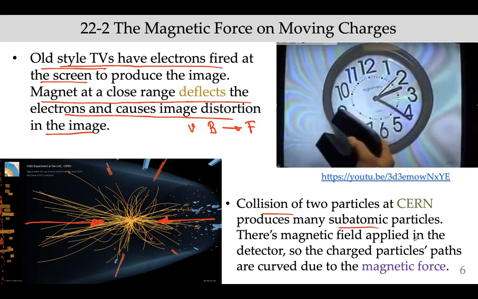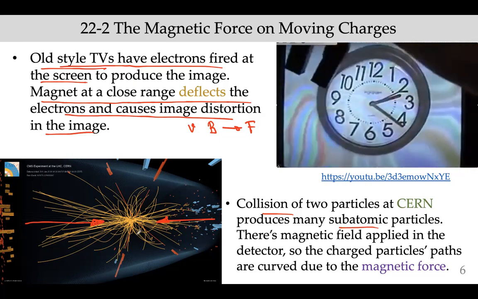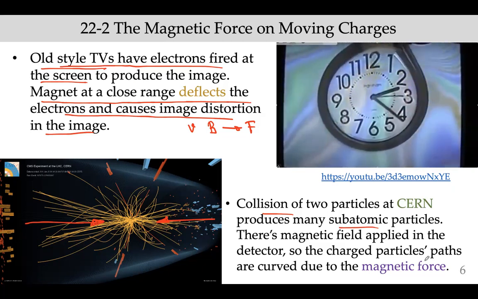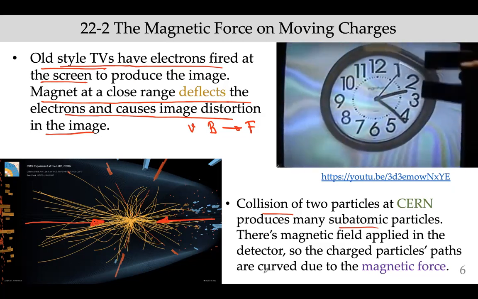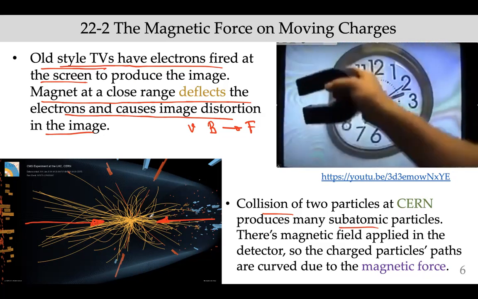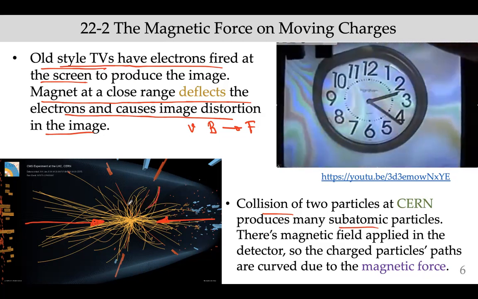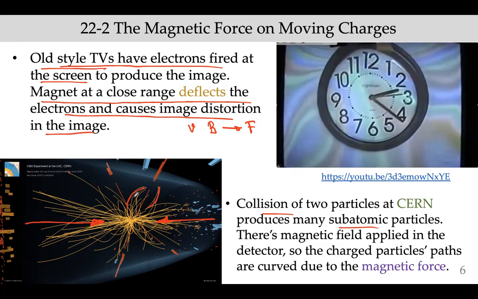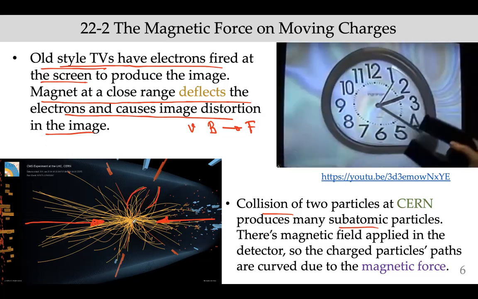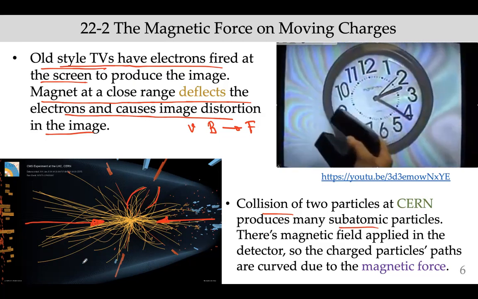There's a magnetic field applied in the detector, so that's an external magnetic field. And so the charged particles' paths are curved due to the magnetic force. You can see that the paths are curved, and indeed, by using the curvature of these paths, you can determine the masses of these particles.